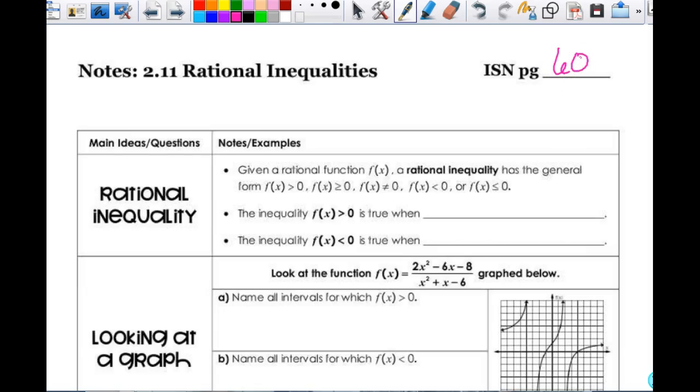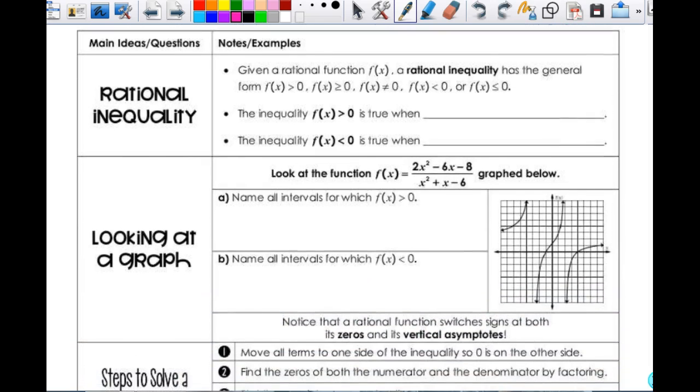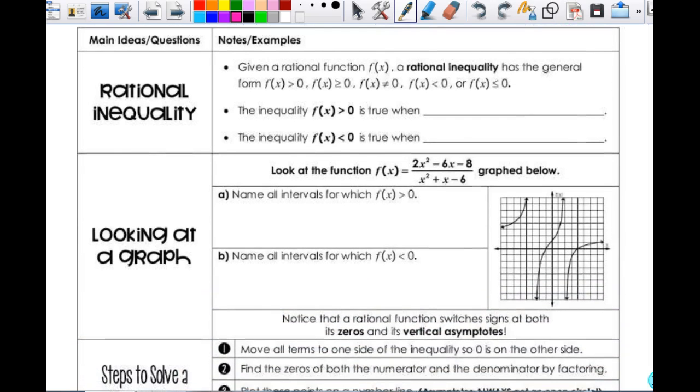Rational inequalities, along the same line as the polynomial inequalities, same concept, but we'll have to deal with some rational stuff in here. So it says, given a rational function, a rational inequality has a general form of f of x with the inequality signs plus doesn't equal 0. So if I have the inequality f of x is greater than 0, that is true when f of x is positive.